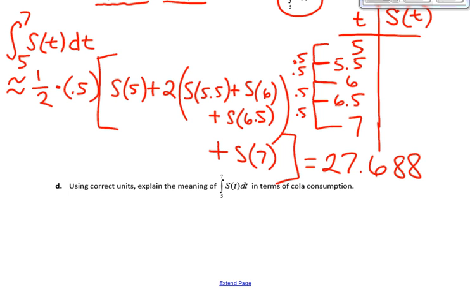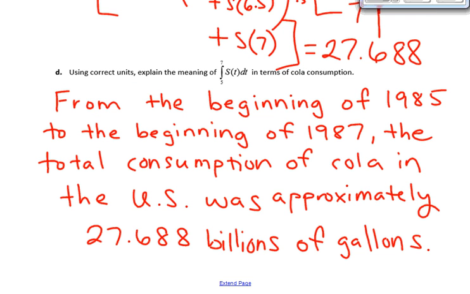We've already talked about it with the first example, that this is representative of the total consumption of cola from year 5 to 7. But you have to be very, very specific. So I'm going to write down what the meaning is, how specific you have to get in detail, and so you can copy it once I unpause.